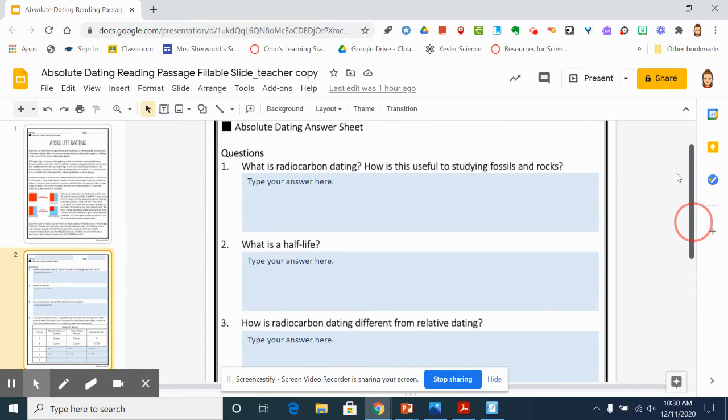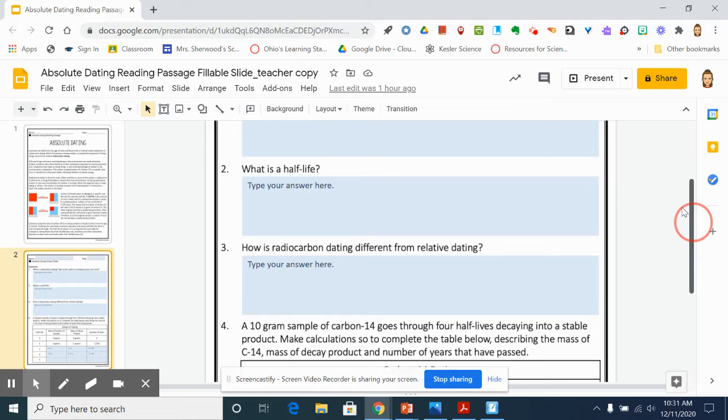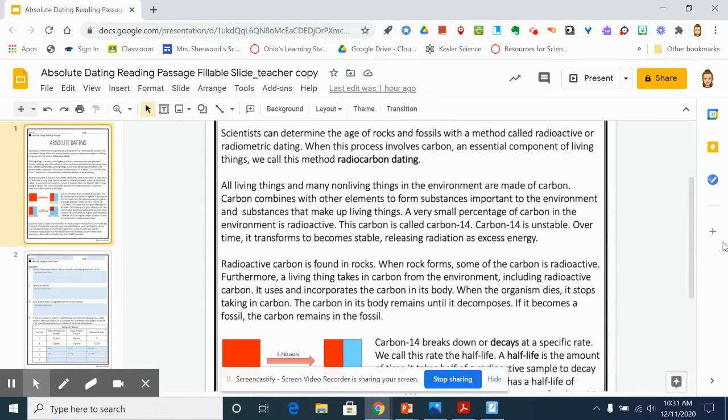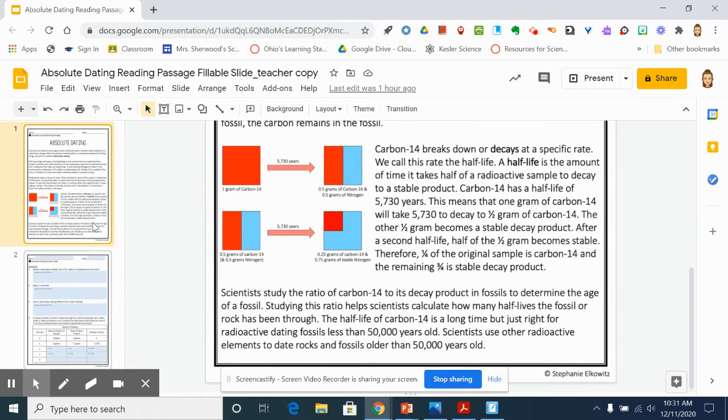what is carbon dating, radiocarbon dating, how is it useful to study fossils and rocks, what is a half-life, how is radiocarbon dating different from relative dating. All of that information can be found in the article on the first slide. So please use that. Try your best to put this information in your own words as much as you can.